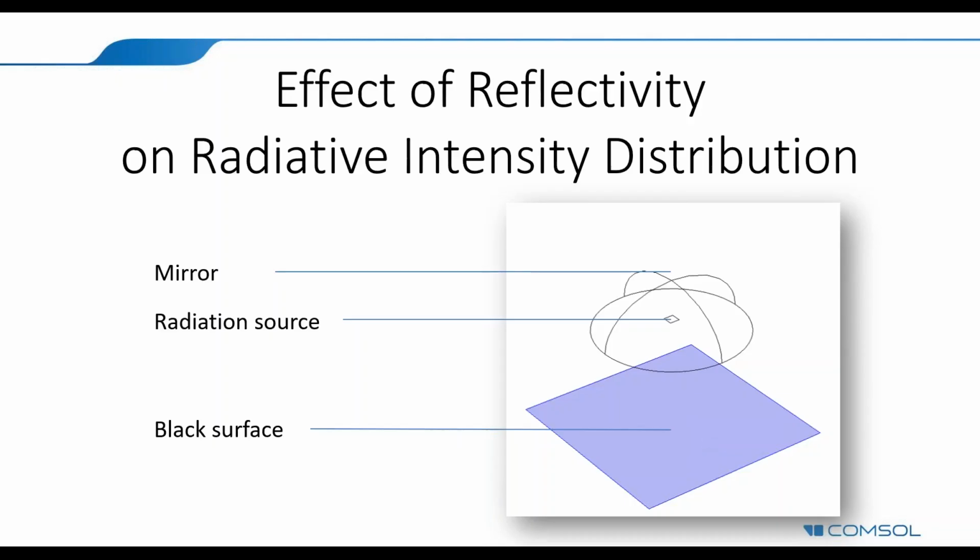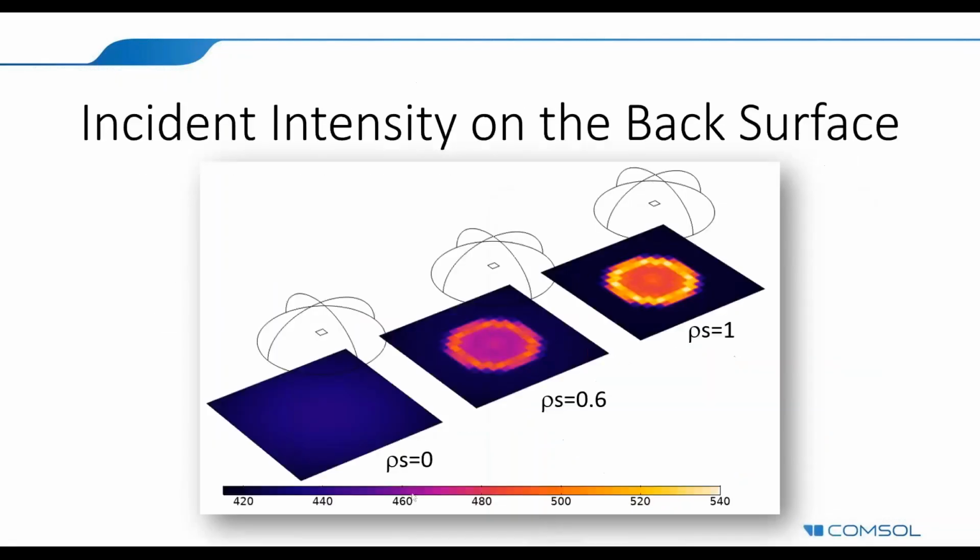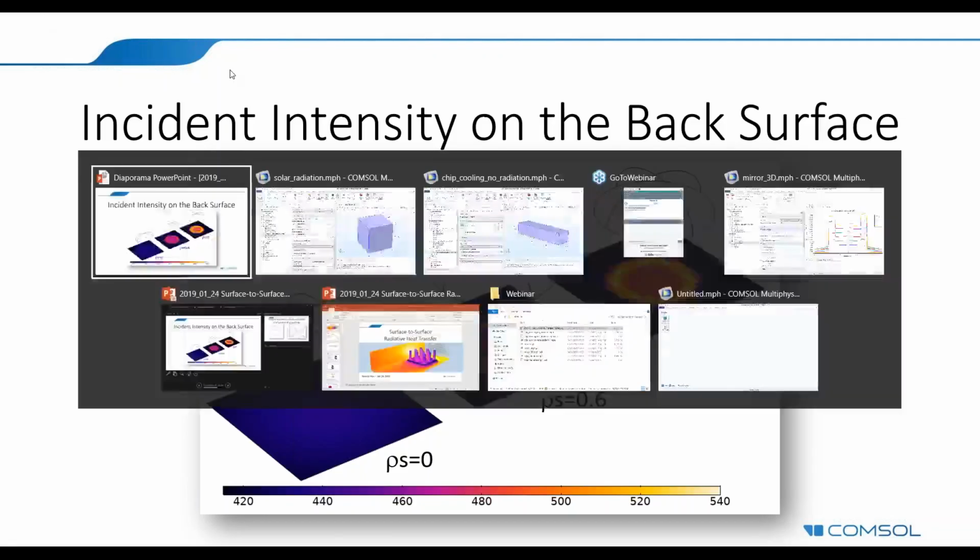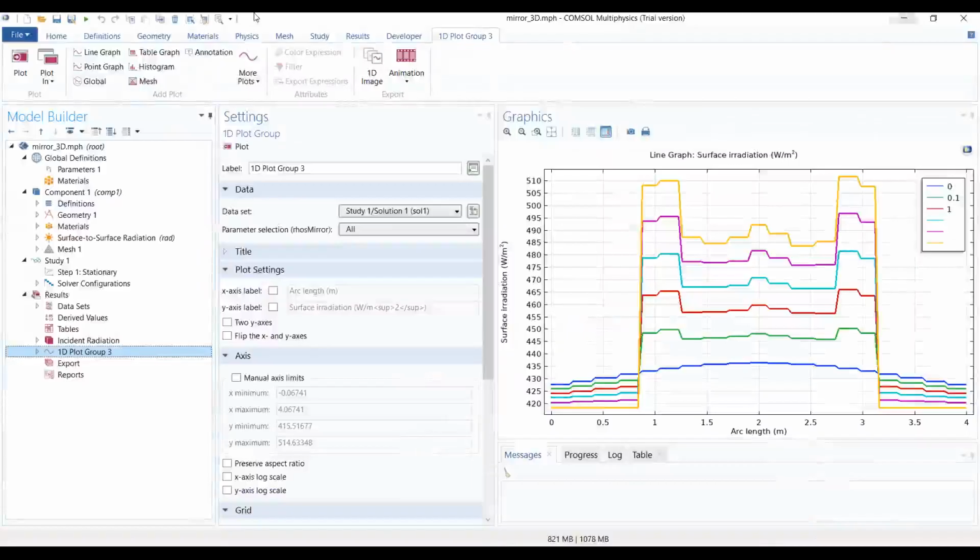Or to simplify the question, we will study what is the profile of the radiation distribution when it's reaching the surface, depending on the mirror property. Okay, so I ran this simulation with different values for the specular reflectivity, from 0 to 1. And here I plotted the radiative intensity as a function of ρS, 0, 0.6 and 1, and we clearly see that there is a big difference between these radiation profiles. So maybe I can show the model to explain what it looks like.